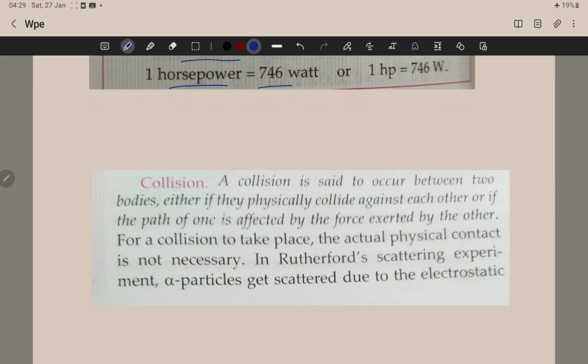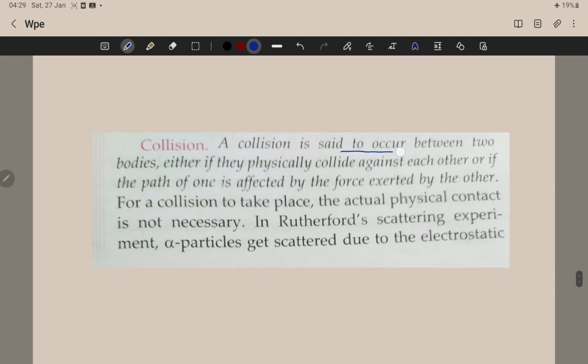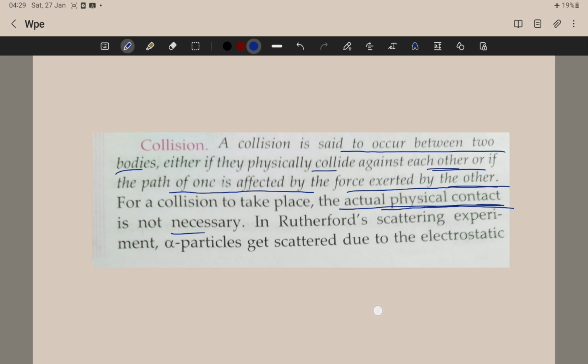Next topic is collision. A collision is said to occur between two bodies either if they physically collide against each other or if the path of one is affected by the force exerted by the other. So for a collision to take place, actual physical contact is not necessary. If one particle can affect the path of the other by applying some force, that is a collision.